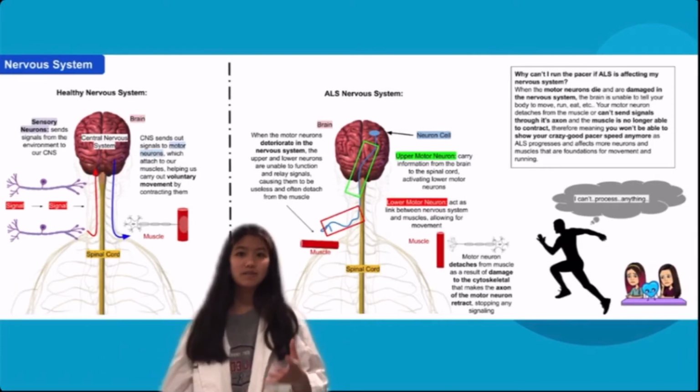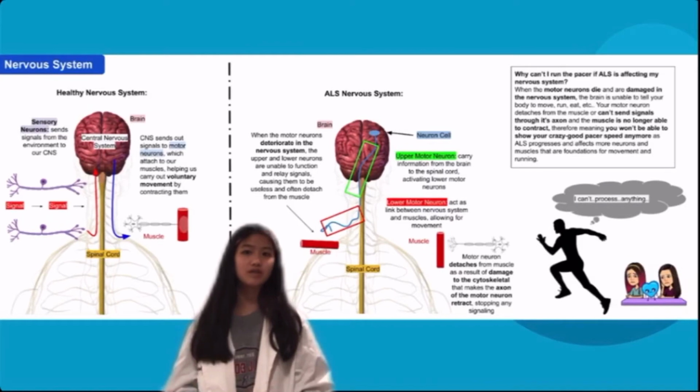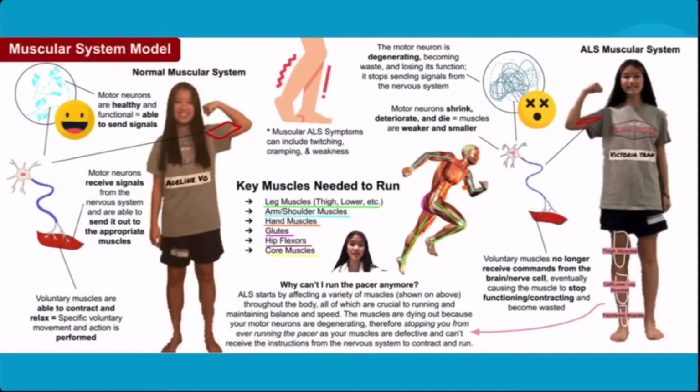This may be why, while you were running today, you couldn't process your thoughts or think like you usually could. Wow, it's like my brain is telling me yes, but my body is telling me no. This is the muscular system. As shown here, ALS affects a variety of muscles throughout the body, all of which are crucial to running and maintaining balance. The muscles are dying out because your motor neurons are degenerating, therefore stopping you from ever running the pacers again. This is what a regular muscle looks like. And this is what yours looks like. As you can see, your muscles look a lot more shriveled up than the regular person, and they aren't able to contract. Is that why I lost my balance a bit?